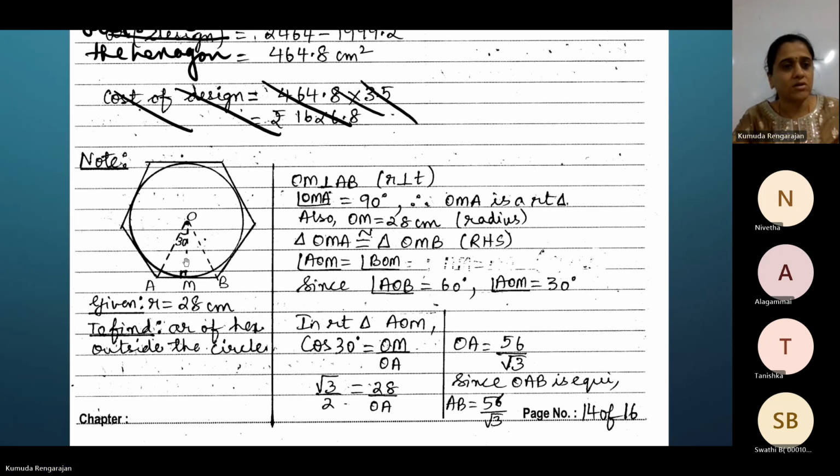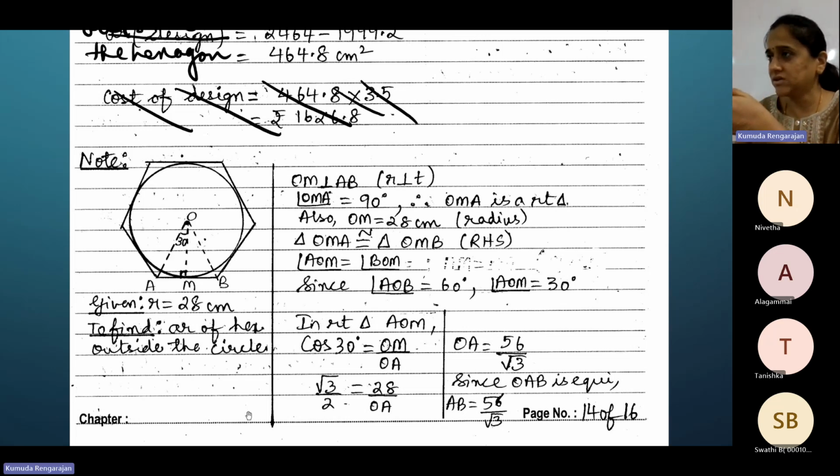So what do you want to find? You want to find AM, so that you can double it and get AB, which is the side of the hexagon. And then, using 6 into root 3 by 4 into side square, you can find the area of the hexagon.